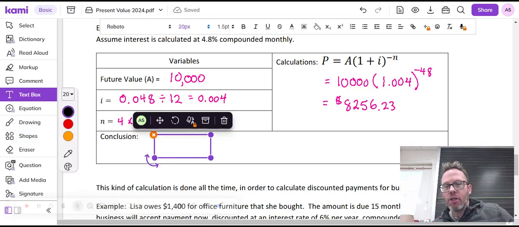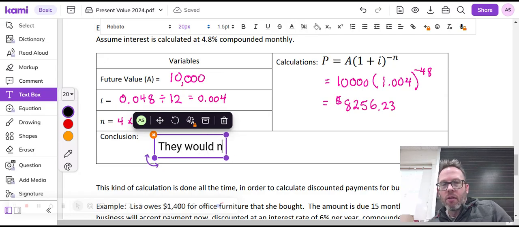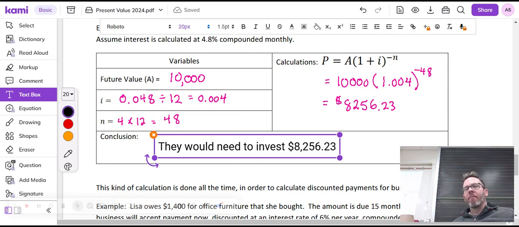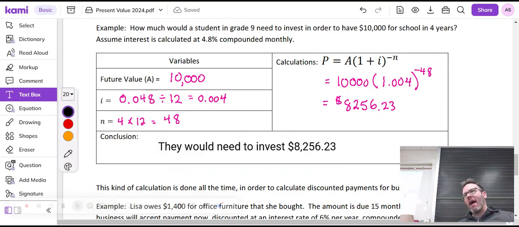So, conclusion. They would need to invest $8,256.23. We'll leave it like that. Again, I know nobody has that up front. I'll show you guys in just a few days how we can do problems where we start with nothing and we invest a bit over time. We have to start somewhere.